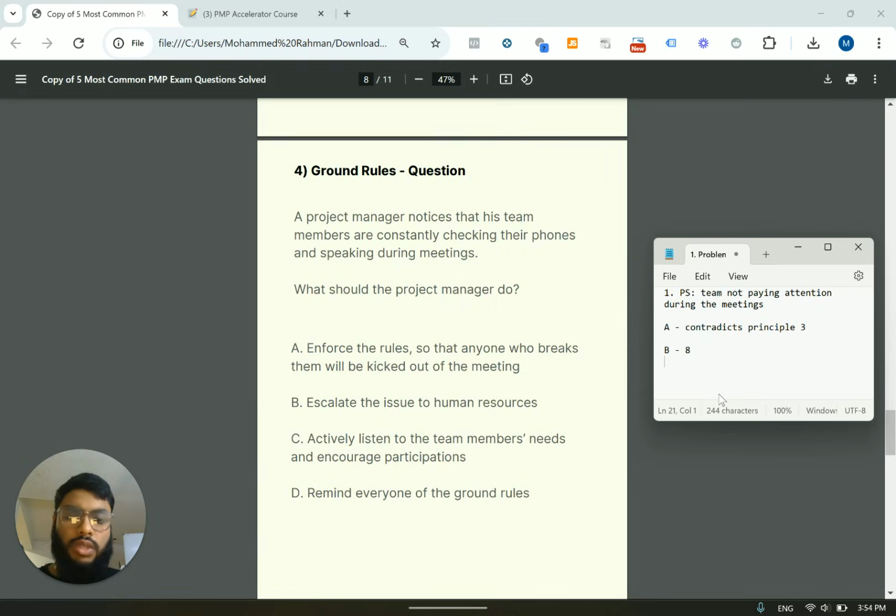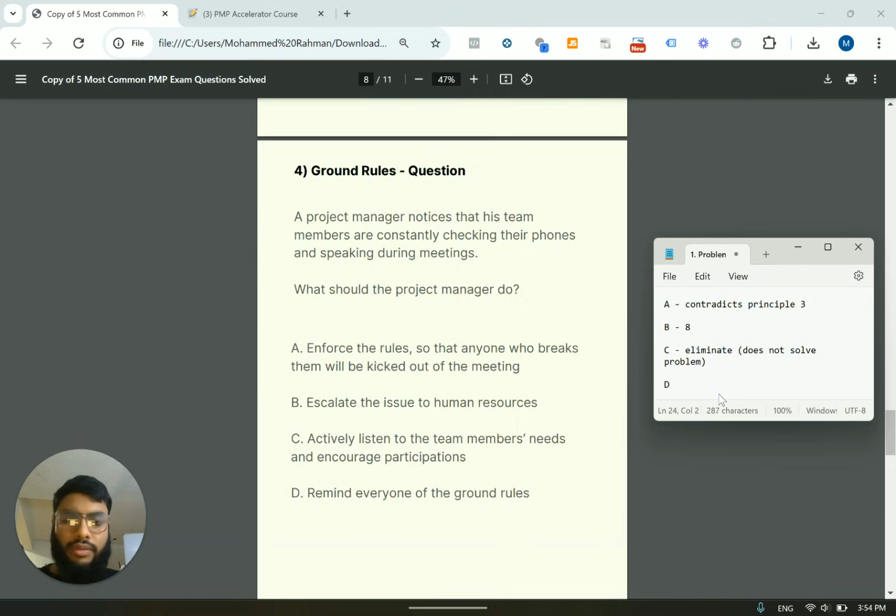C, actively listen to the team members' needs and encourage participation. So, does this solve the root problem? It doesn't solve the root problem. Your team members are on their phones, are talking during meetings. Actively listening to them, fine. Understanding their needs, fine. Encouraging them to do what? This does not solve the problem. I'm going to eliminate. Eliminate, doesn't solve the problem. Okay.